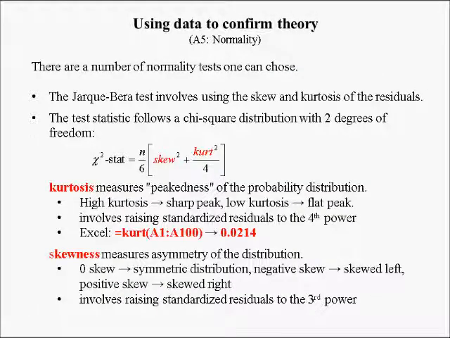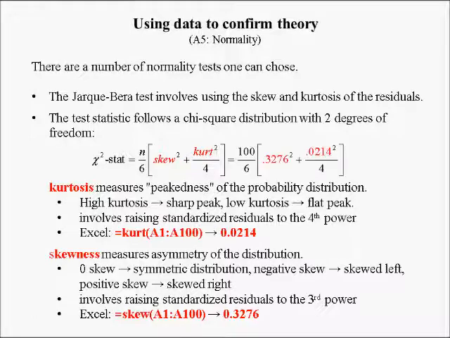Okay, the skew involves raising standard residuals to the 3rd power. Excel will compute it for you by typing equal skew, and then you put in parentheses where the residuals are located. You hit enter and you get 0.3276. You plug those two numbers into this equation plus 100 for the sample size, and you get a chi-square stat equal to 1.791.